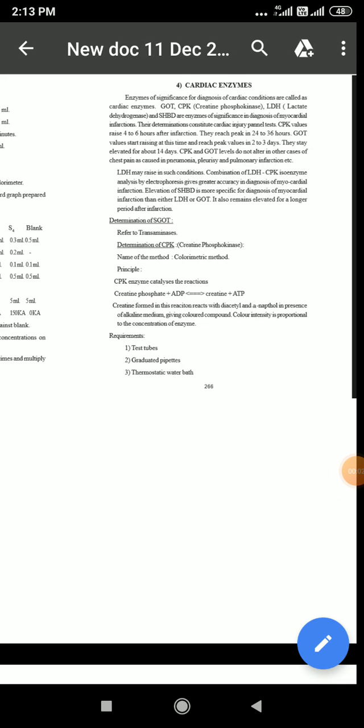Hello everyone. So today we will discuss some of the cardiac enzymes. Enzymes of significance for diagnosis of cardiac conditions are called cardiac enzymes. GOT, CPK that is creatine phosphokinase, LDH that is lactate dehydrogenase and SHBD are enzymes of significance in diagnosis of myocardial infarction. Their determination constitutes the cardiac injury panel test.